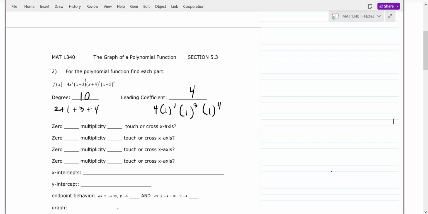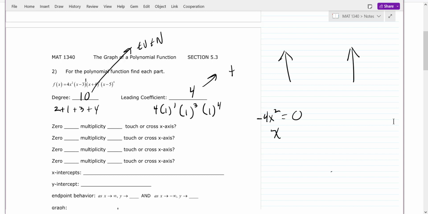Now, when you put those two pieces of information together, because that degree is even, and because that leading coefficient is positive, that means your graph is going to look like that. So whatever your graph looks like right now, it's got to look like that. Okay, we'll figure out what goes on in the middle here in a minute. Now the zeros go like this, and you can do all of this in your head. You have -4x squared equals 0 is your first factor. You can do that in your head. That's x equals 0. That has an even multiplicity of 2. So that means you're touching. That's because that's an even number.